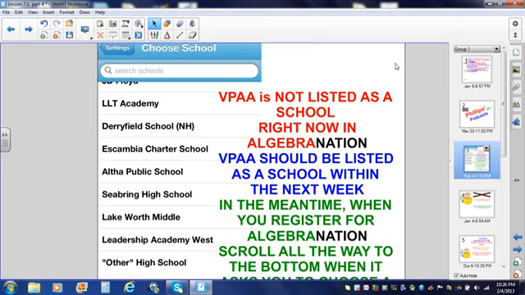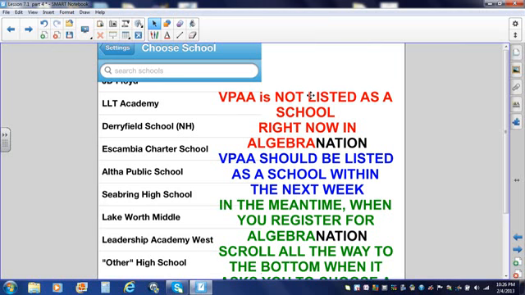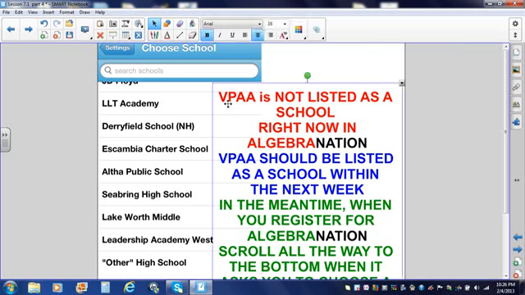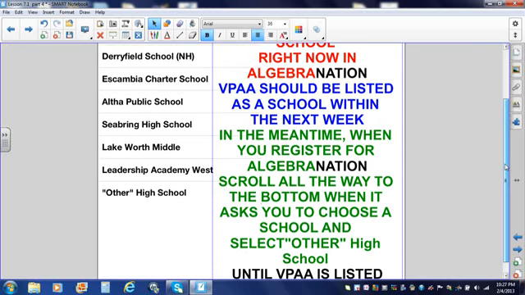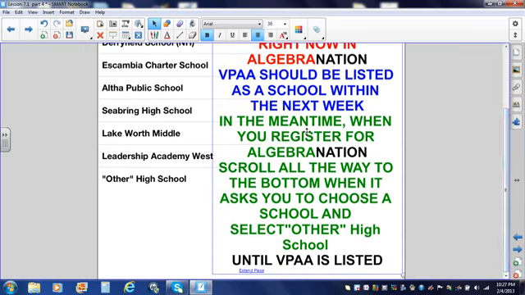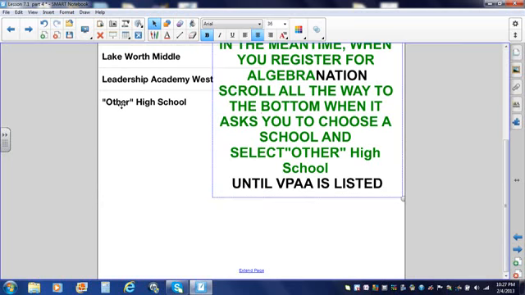A couple of MSAs before we get started. Just want to let you know that currently Veterans Park Academy for the Arts is not listed as a school right now in Algebra Nation. VPAA should be listed as a school within the next week. In the meantime, if and when you register for Algebra Nation, scroll all the way to the bottom, and when it asks you to choose a school, you are going to select Other High School until VPAA is listed.